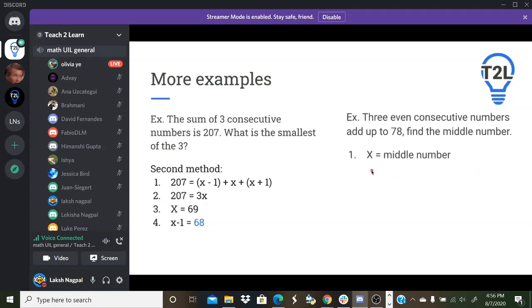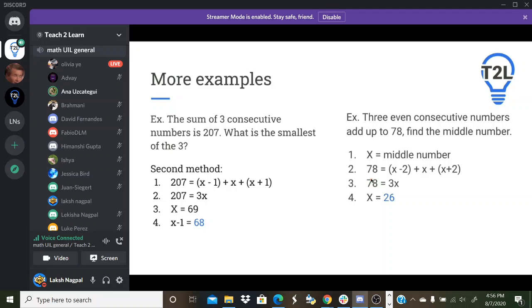So if we set x to be the middle number, which is what we're looking for, 78 is equal to x plus x plus 2 plus x minus 2. So this is the even number that comes before it and the even number that comes after it. So the negative 2 and the 2 cancel out, and you get 78 is equal to 3x. If you divide both sides by 3, you get x is 26. Good job, guys. All of you got that.